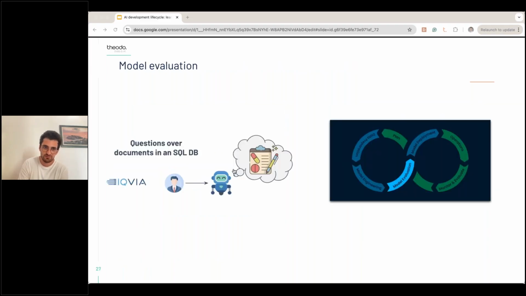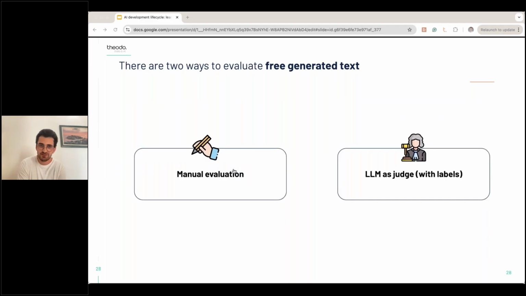Regarding the model evaluation, we had basically two ways to evaluate the end results, so the answers generated by the LLMs. The first one was manual evaluation. So we just look at all the answers at every iteration and say if they are correct or not. And the second one is LLM as a judge with labels. It basically consists in giving all the answers provided by the LLMs to another LLM, or the same one, with the perfect answer and basically asking, all right, is the answer you provided here the same as this perfect answer? To put it simply.